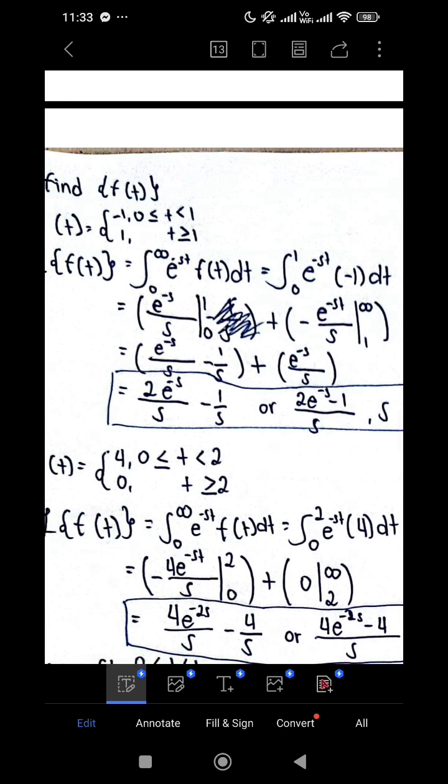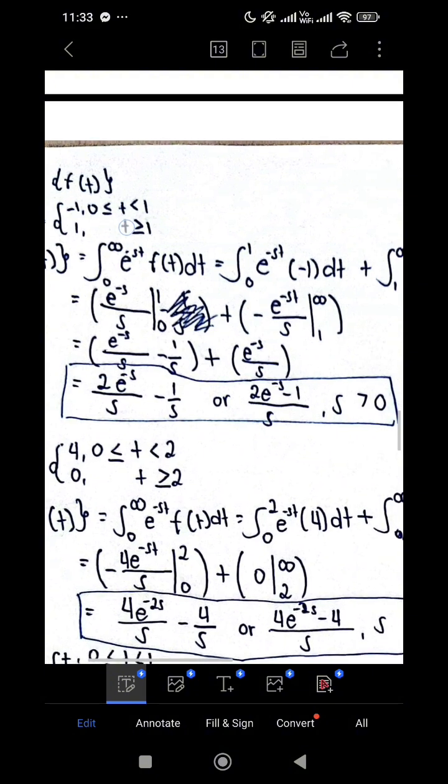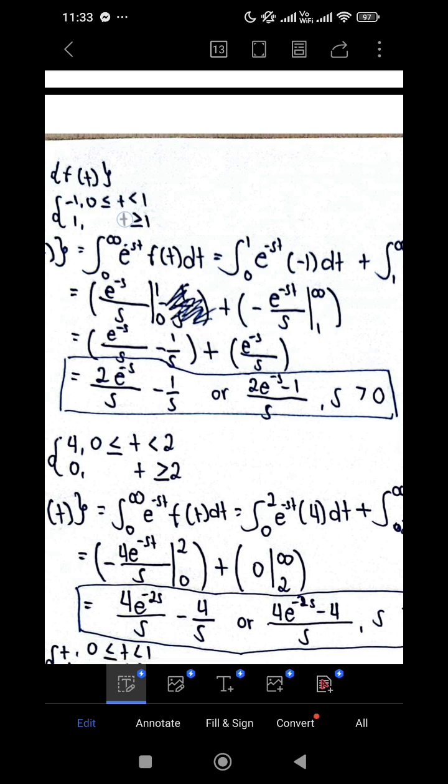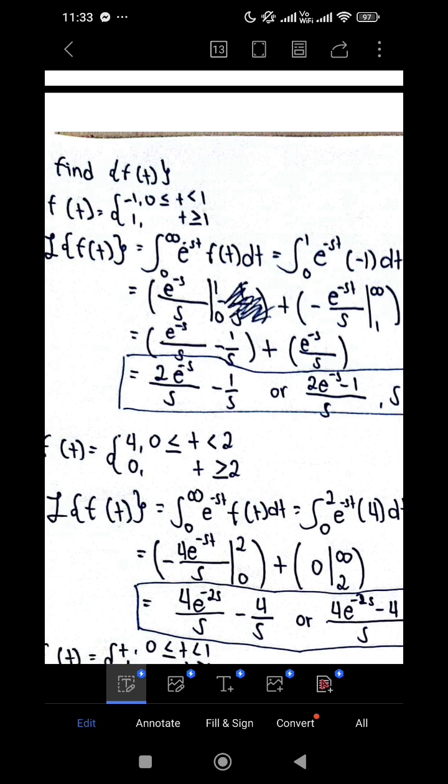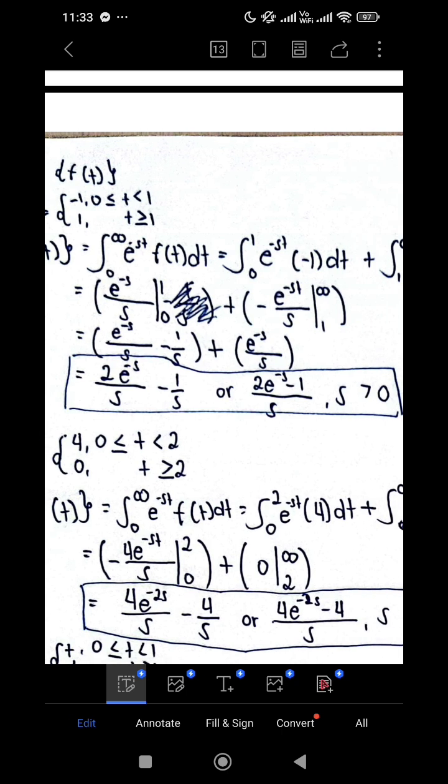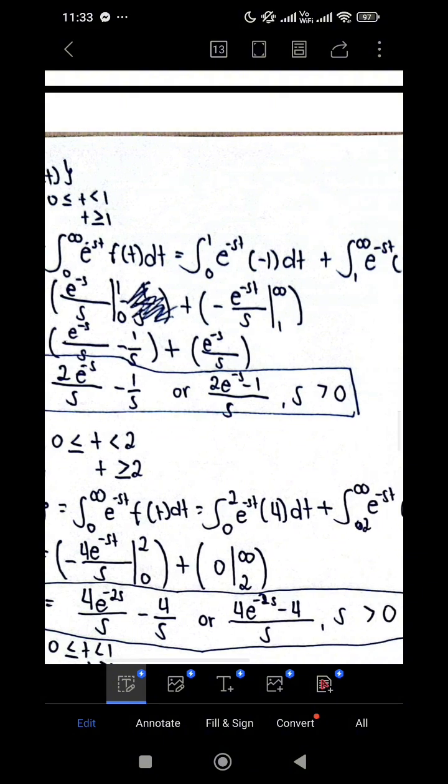Then we calculate again, so we will get negative e raised to negative s over s minus 1 over s plus e raised to negative s over s. Then the final answer will be 2e raised to negative s minus 1 over s, where s is greater than 0.